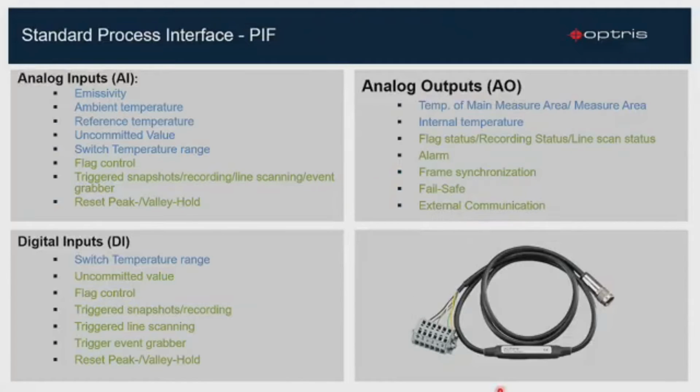What possibilities do we have for input and output signals? You can use the process interface to forward temperature information and to change temperature information values, and you can also use the process interface for signal processing values. For the analog input channel, you can change emissivity values and you can also trigger external snapshots and recordings. Most of the analog input signals you can also use as digital input signals with a low and a high level signal. The analog output channel you can use for temperature information, and you can also use the analog output channel for signal processing, for example to forward the alarm recognition.